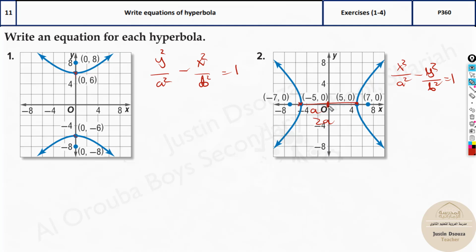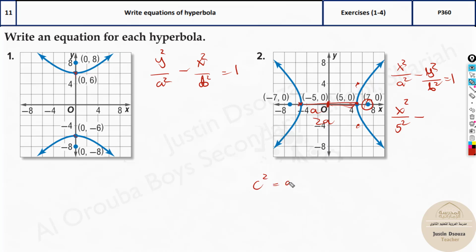Now here, since it's along the origin, we can see it's minus 5 and 5. So the distance over here is 5. So all I do is x squared by 5 square minus, what is the b square value? This is along here somewhere, at a point like this. But we don't have that distance, right? The minor axis is not given. But you know the focus point.